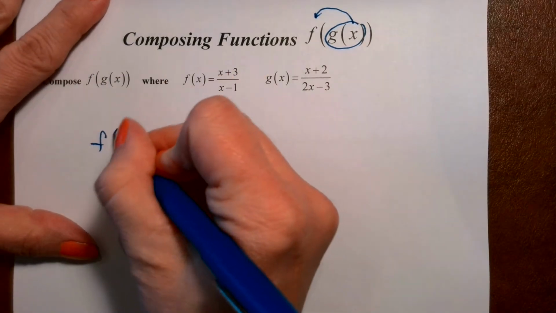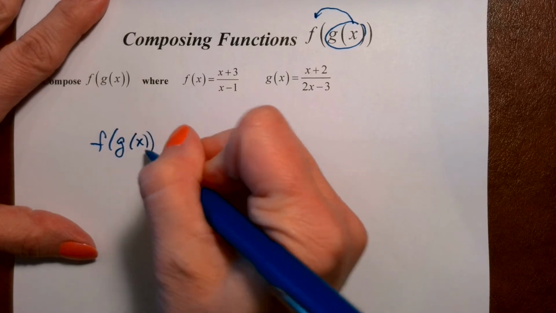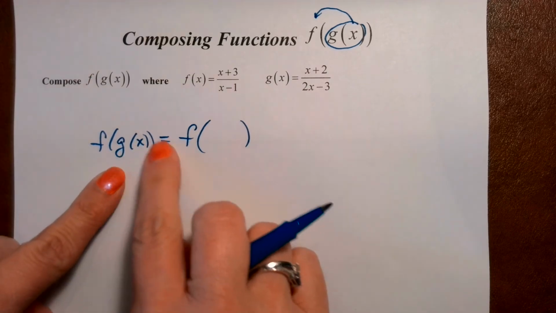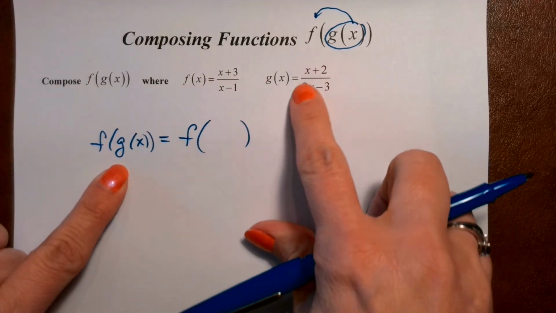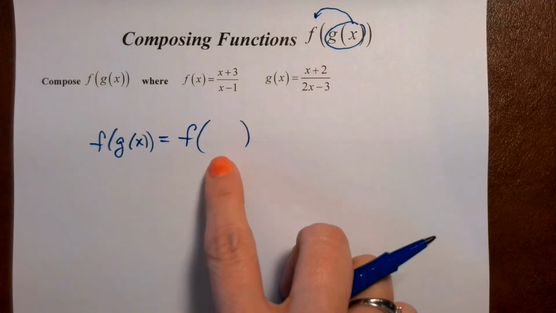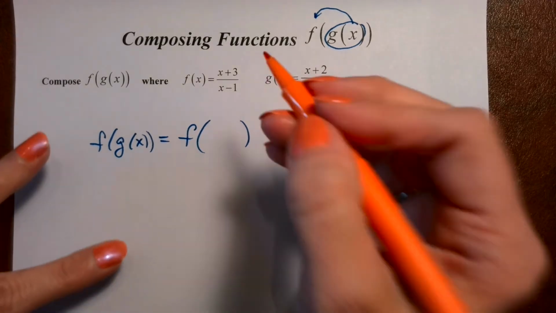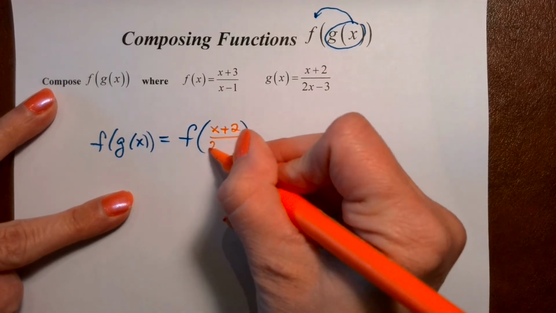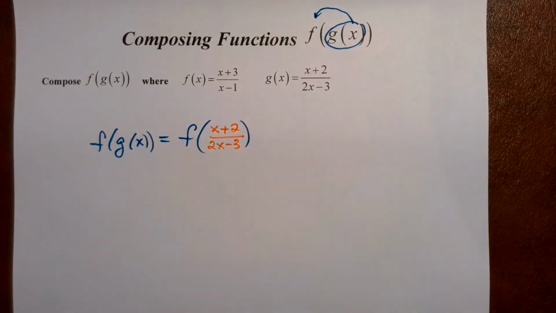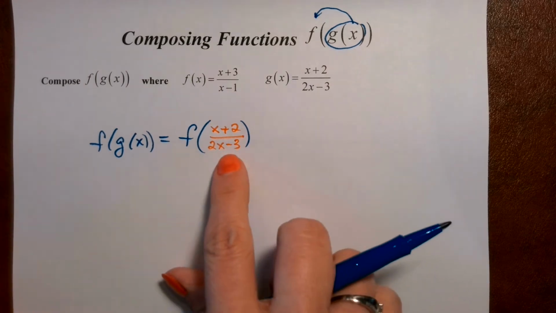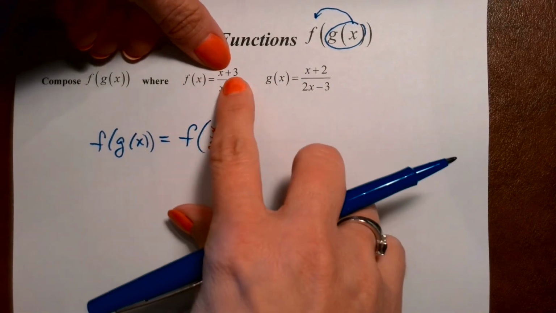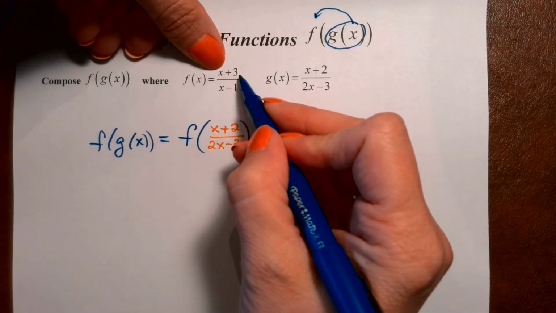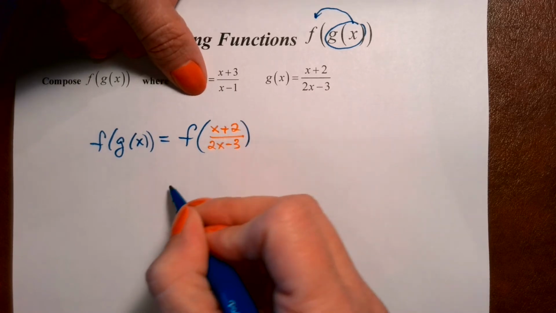First of all, let's start with some good labeling, f of g of x. I'm going to write f of, and instead of writing the function g of x, I'm going to put this entire function into the input spot. So the input is actually the fraction x plus 2 over 2x minus 3. Now you have to go into the f function. So let's go look at f. F says your input plus 3 divided by your input minus 1.